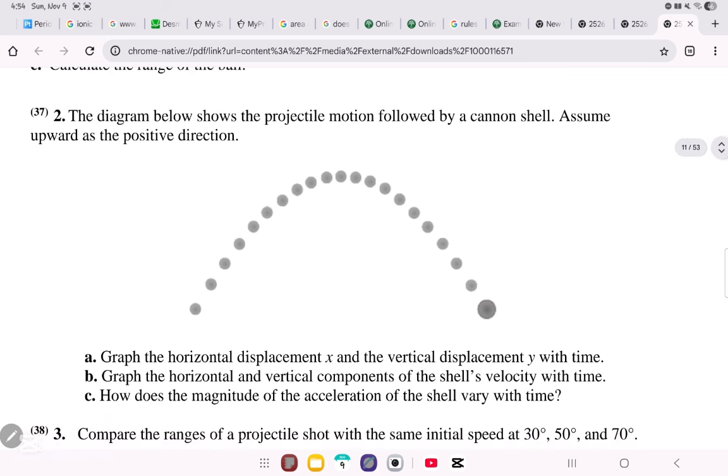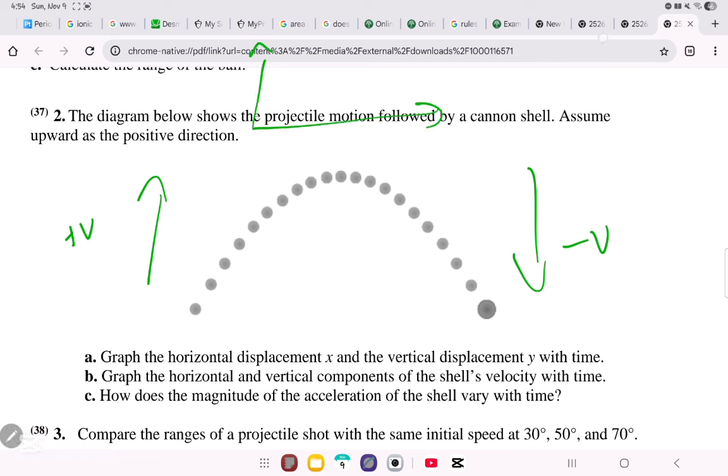Question number 2. The diagram below shows the projectile motion followed by a cannon shell. Assume upward as the positive direction. What does this mean? This means upward is the positive velocity and downwards is the negative velocity. Okay, so graph the horizontal displacement x and the vertical displacement y with time. Okay, so they want the horizontal and vertical displacement.